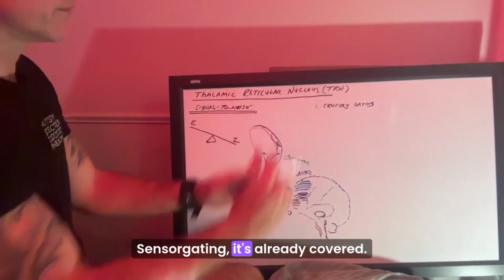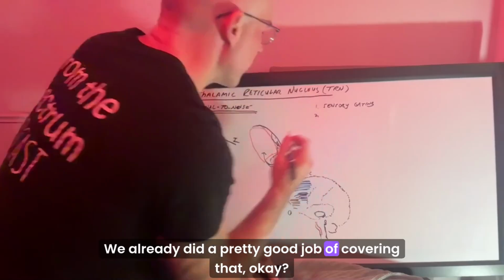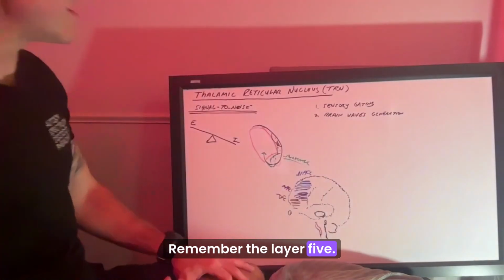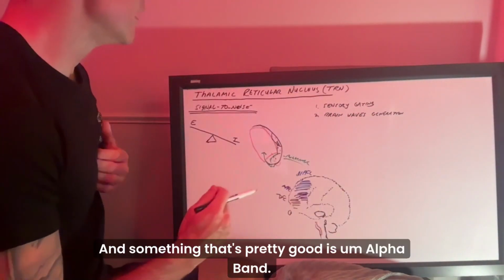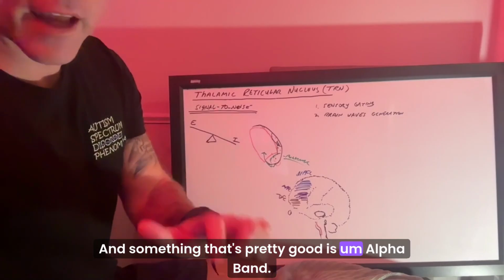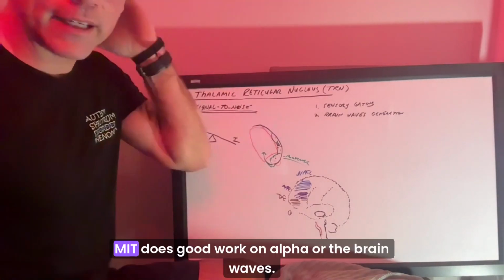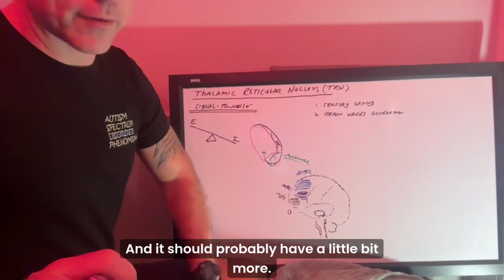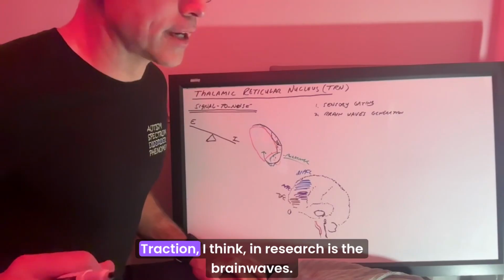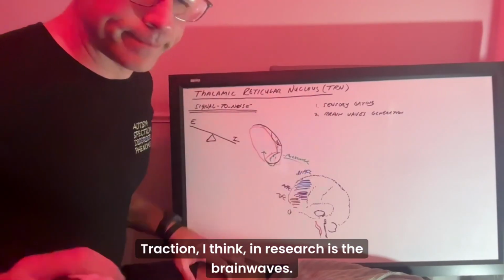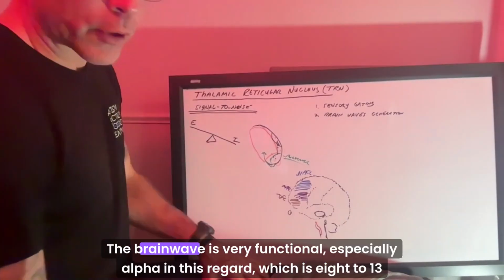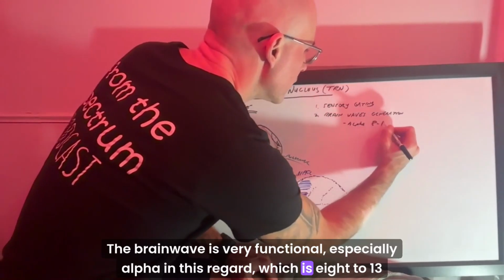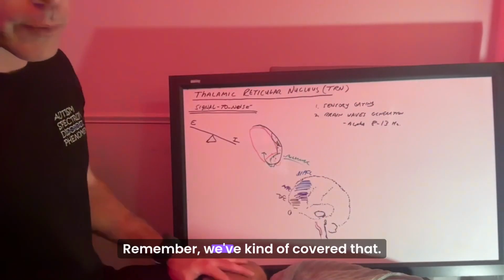Sensory gating, it's already covered. We already did a pretty good job of covering that. Okay. And then the brainwave generation. Remember the layer 5. The layer 5 helps with this. And something that's pretty good is alpha band. MIT does good work on alpha, or the brain waves, and it should probably have a little bit more traction, I think, in research. But I don't know. The brain wave is very functional, especially alpha in this regard, which is 8 to 13 hertz. Remember, we kind of covered that.